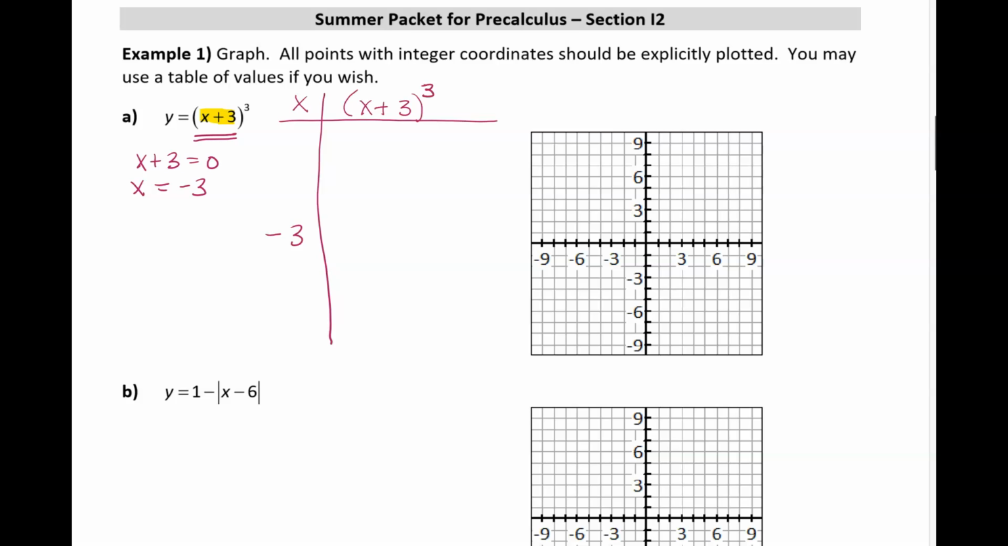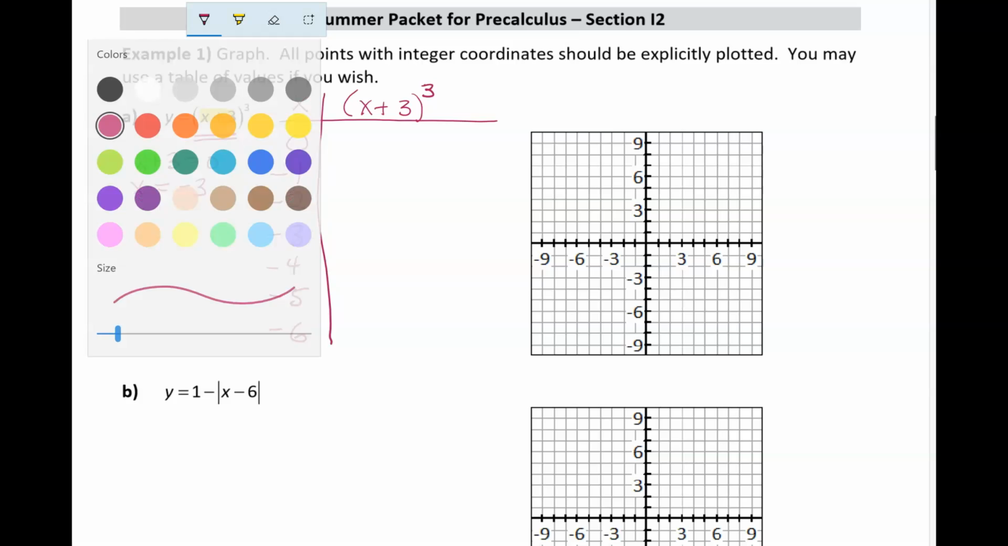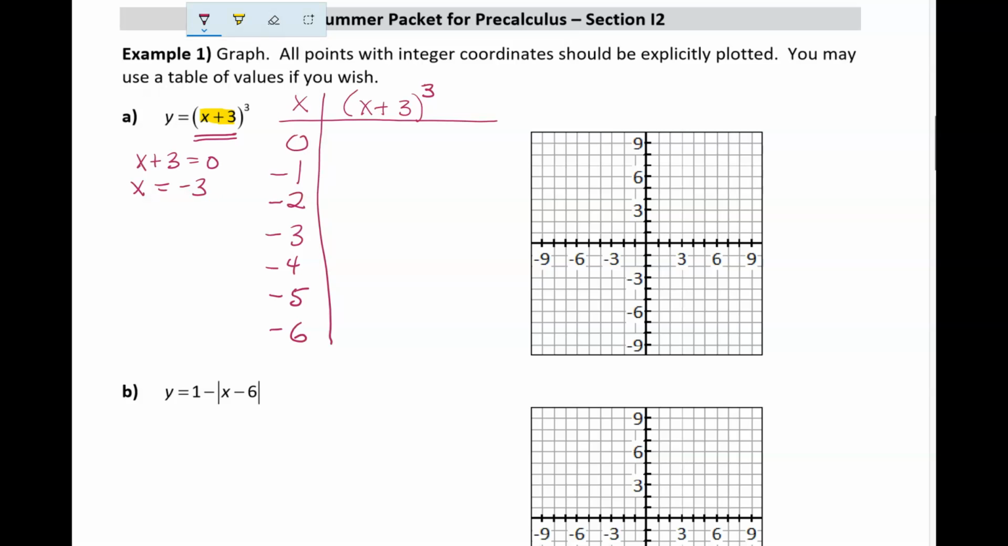All right, so I'm going to use -3 as a central value, and then I'm going to choose some values that are larger, and these values are smaller. It doesn't really matter what order you go, as long as you choose a few that are larger and a few that are smaller. All right, so let's use the number 0 to start with. If x is equal to 0, 0 plus 3 is 3, and 3 cubed is 27. So I've got 0, 27, which I can't graph on that grid.